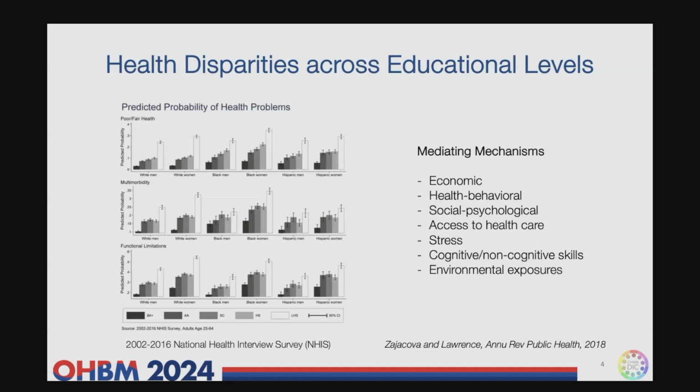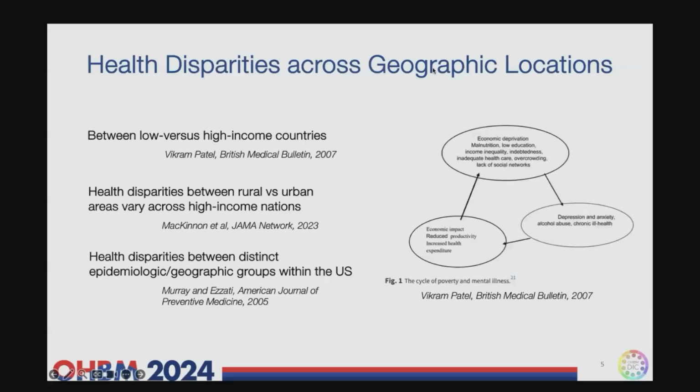The most prominent mediating mechanisms were economic, health behavioral, and social psychological factors, in addition to access to healthcare, stress, cognitive and non-cognitive skills, and environmental exposures, among many other mechanisms. Interestingly, access to healthcare also has a role in explaining health inequalities by education, highlighting a role of social factors in this relationship. Health disparities also have a relationship to geographic locations.